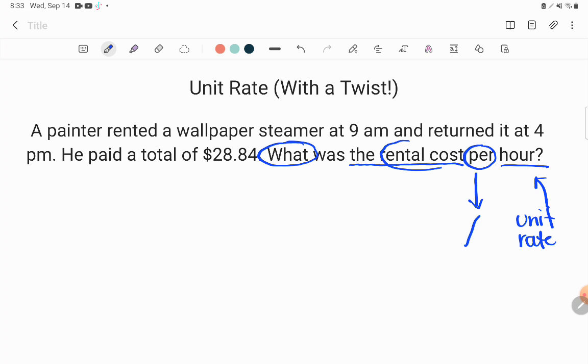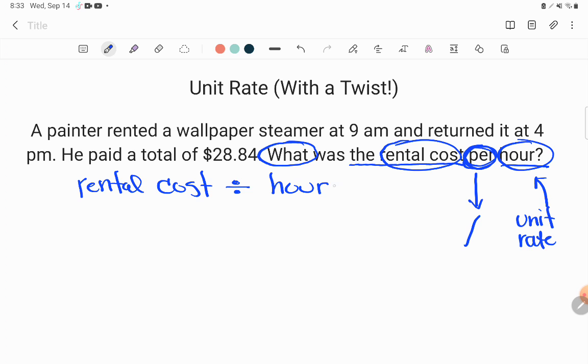You can start with the rental cost and per it, divide it by the hours. So that's our plan. If we're going to find the rental cost per hour, we'll start with the rental cost and we'll per it, we'll divide it by the hours. And now, usually with unit rates, all you got to do is go find those two numbers. Find the rental cost, find the hours, divide. Super easy. Let's see what we can make of this.